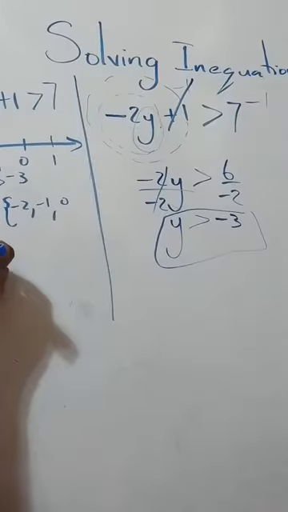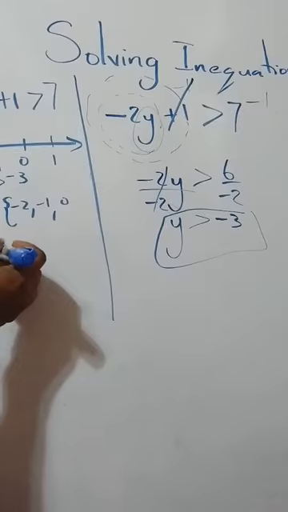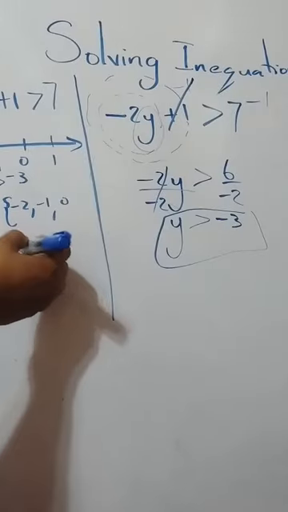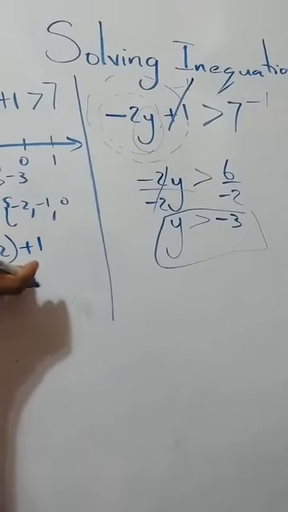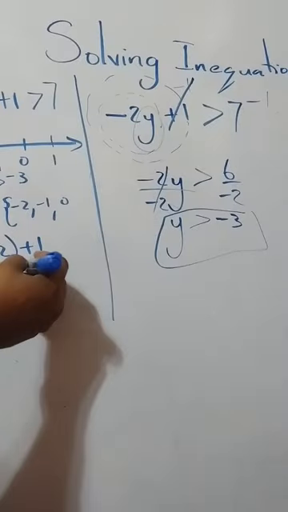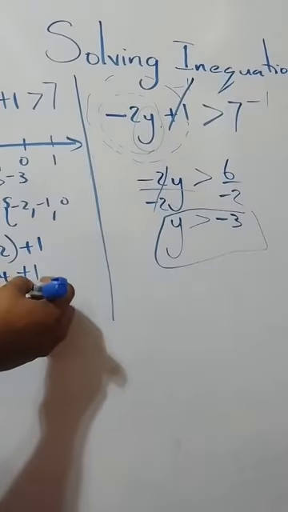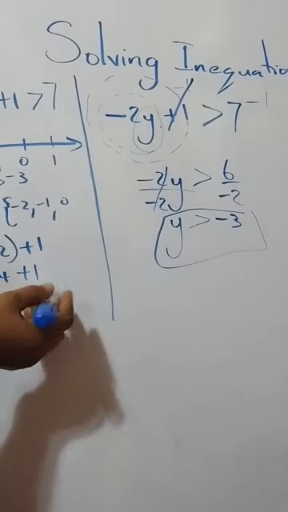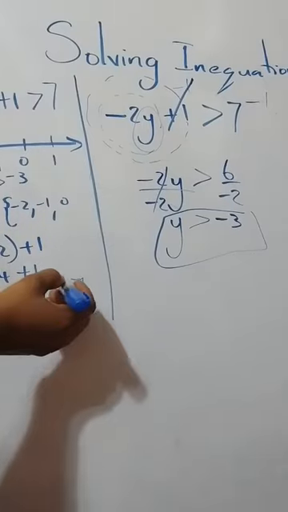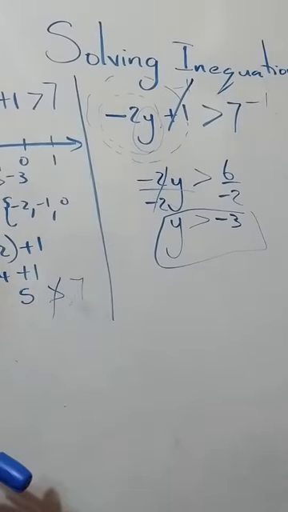So negative 2 is multiplying negative 2. If y is negative 2, that is, plus 1. Let's see if it would make the statement be greater than 7. A negative times a negative will give us a positive. Remember that. When we multiply two negatives, it gives us a positive. So that's 4 plus 1. 4 plus 1 is actually 5. Is 5 greater than 7? No. So that would not make the statement true.